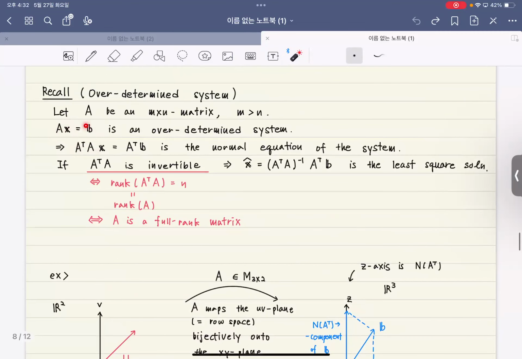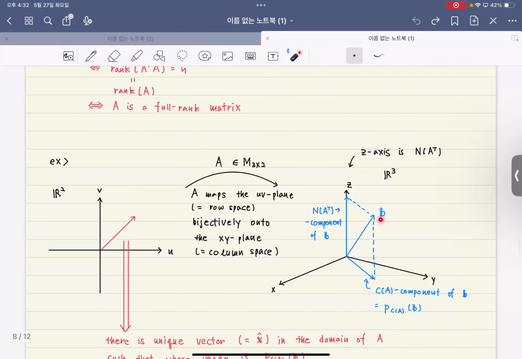Well, for this overdetermined system, if the vector B is a member of the column space, then since there is a bijection between the row space and the column space, you can find exactly one vector whose image is this guy, right? But if your vector B is not a member of the column space, then the normal equation was about this. So you try to project this guy to the column space of this matrix A, then you can find the unique inverse image of this guy, right?